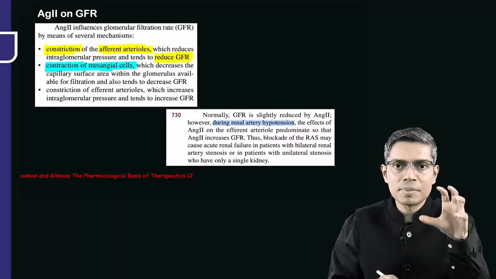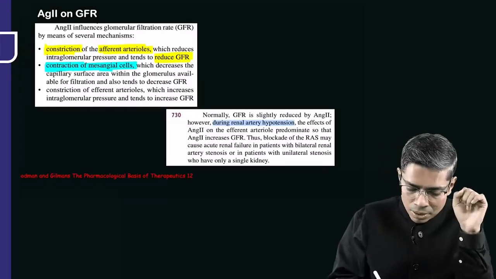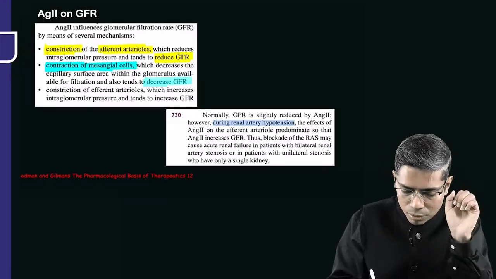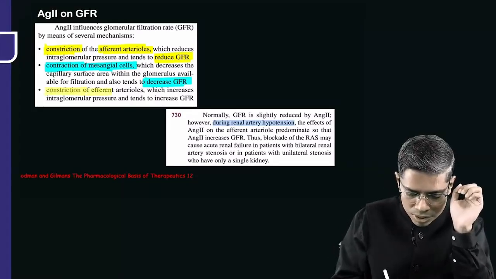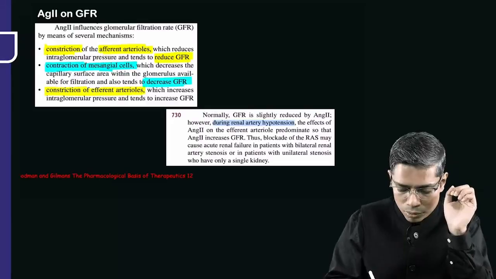We will be discussing these mesangial cells in the next chapter. Contraction of the mesangial cells will also reduce the GFR. Not only that, it also causes constriction of the efferent arteriole, which tends to increase the GFR. So by constricting the afferent arteriole, it is trying to reduce the GFR. By contraction of the mesangial cells, it is trying to reduce GFR. And by mild constriction of the efferent arteriole, it is trying to increase the GFR. So two effects are trying to reduce the GFR, and one effect is trying to increase the GFR.